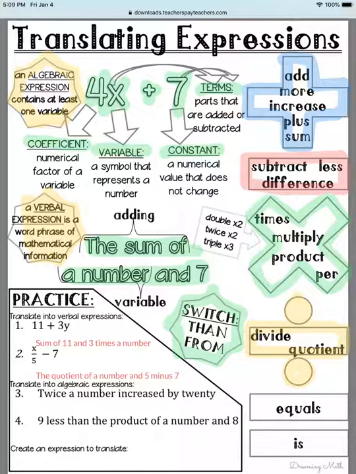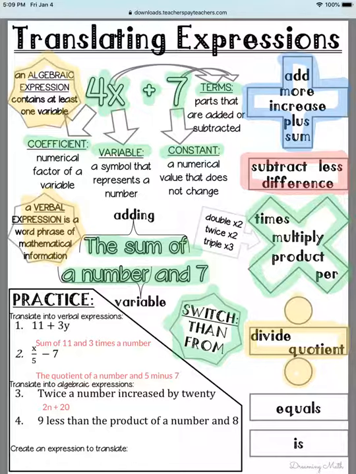So if we look at the first one, twice a number, that means 2 times a number. Since I don't know the number, I like to call it using the variable n. Increased by 20 means that we are adding 20. Notice I did not put anything in between the 2 and the n, because I know that that means multiply.